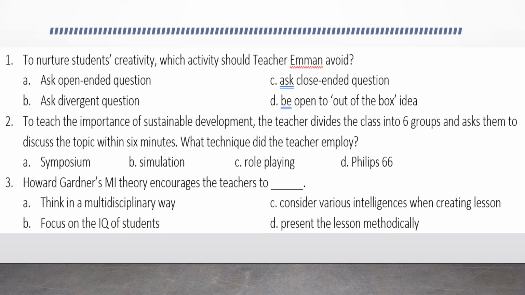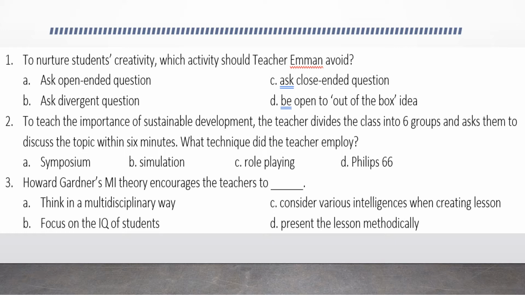Letter C, closed-ended question refers to a question that seeks only one specific answer, or this is an objective type of question. So it only requires one correct answer. Say for example, questions that start with what, when, where. So these are closed-ended questions. Letter D, be open to out-of-the-box idea. When we say out-of-the-box, this is somehow divergent and open-ended. So A, B, and D are synonymous.